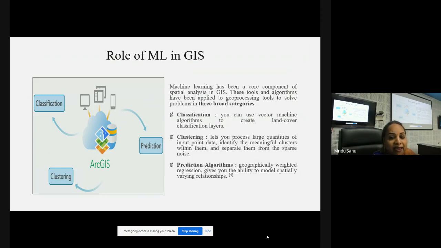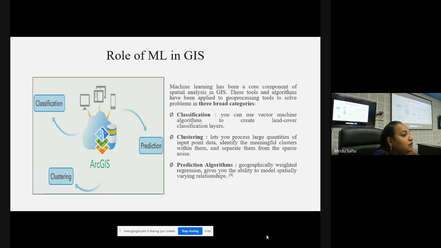Okay. So this is the theme of our event, the role of ML in GIS. So machine learning has been a core component of spatial analysis in GIS. Agree with me? All of you agree with me? The role of ML in GIS: we are not just randomly applying ML to GIS. There is a certain reason. Yesterday we discussed, if there is no need, then AI will stand alone. It doesn't need to do anything.